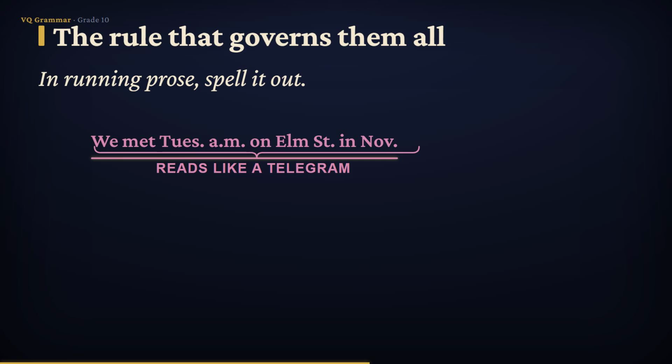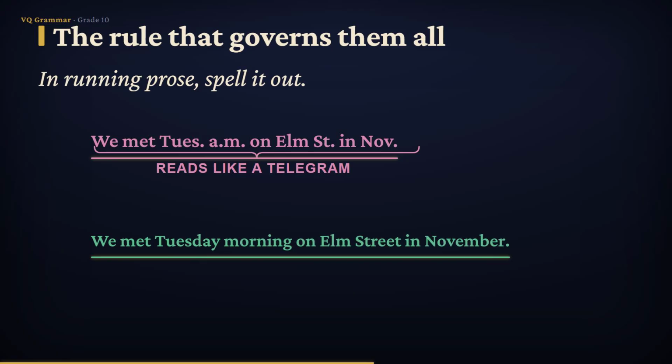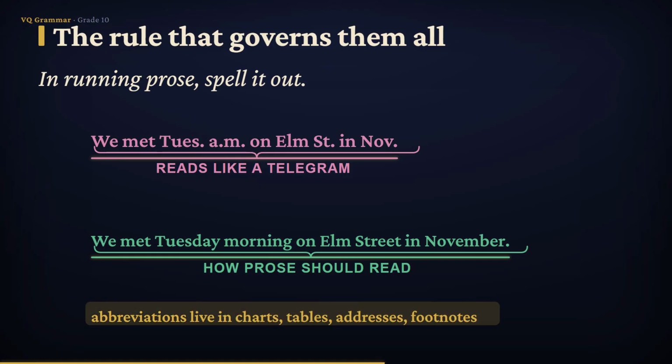Now the same idea, written the way a sentence should be written. We met Tuesday morning on Elm Street in November. Smooth, clear, human. So where do abbreviations actually belong? In charts, in tables, on envelopes and address lines, in footnotes, and in technical writing. Places where space is tight and speed is the whole point, not in the middle of your sentences.